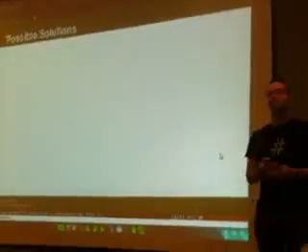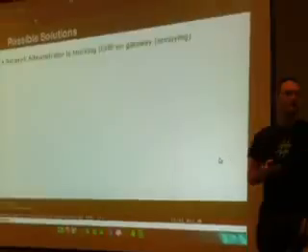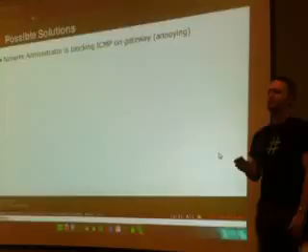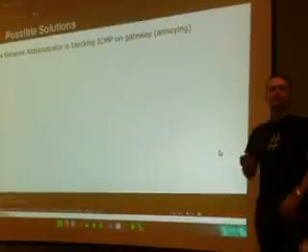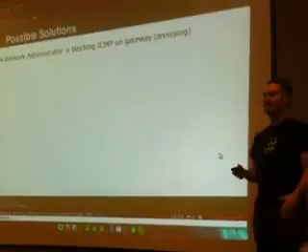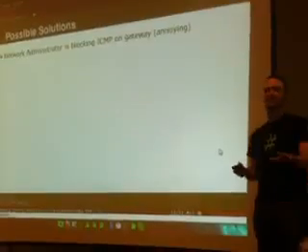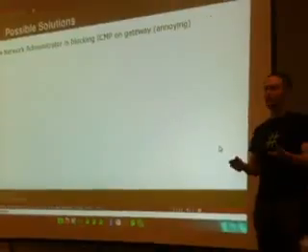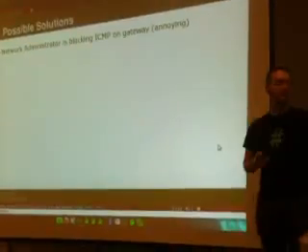So some possible solutions to this. Your network administrator is blocking ICMP on the gateway. That's really annoying, and I hate when they do that, and there's no good reason to do it because it's not 1992 anymore, and we don't have to worry about all this crazy attack you're protecting us against. You're not really protecting us anymore, all right? It's 2010, all right? We're okay. So turn it back on, please.